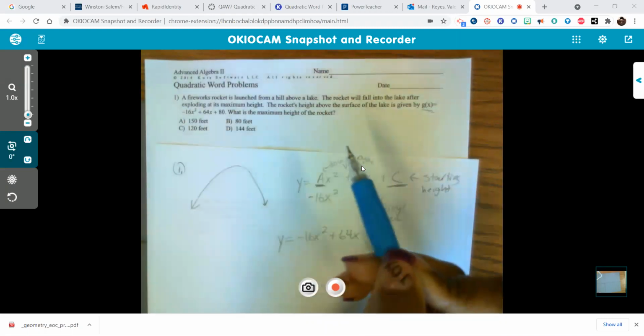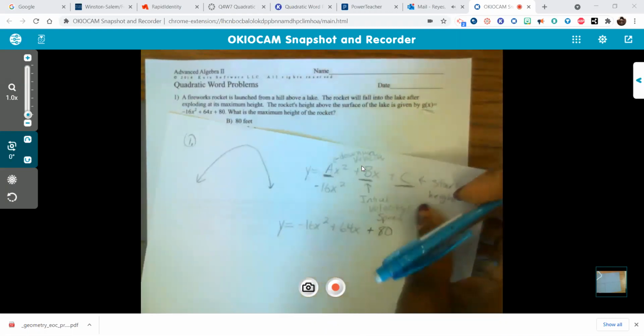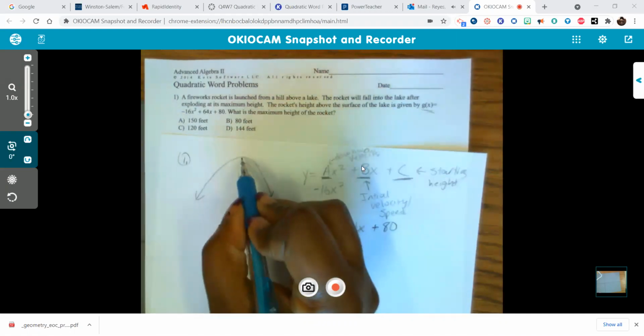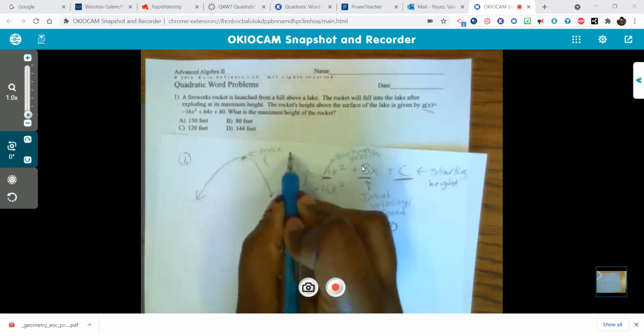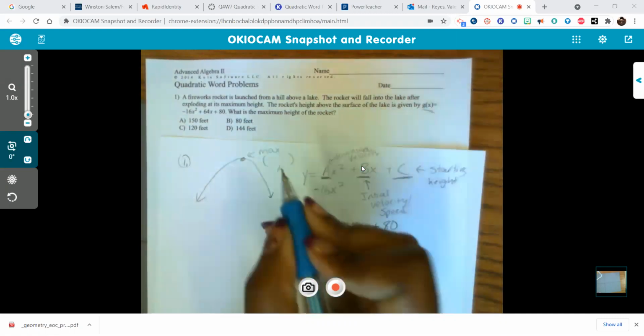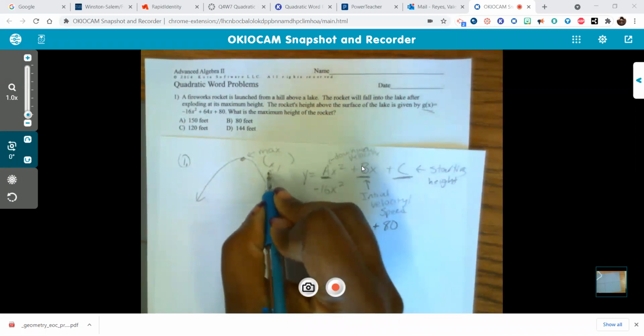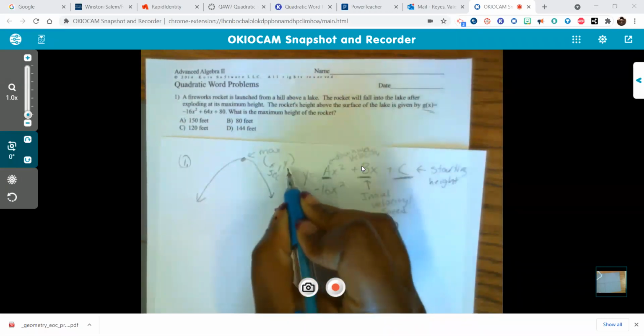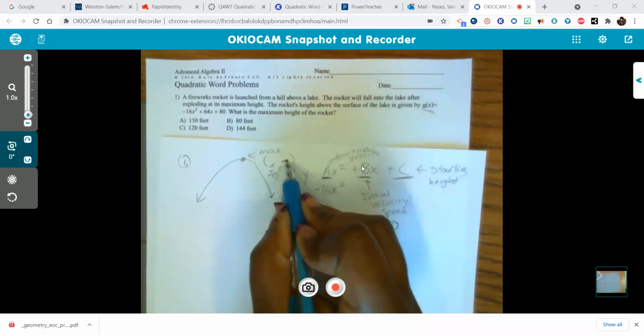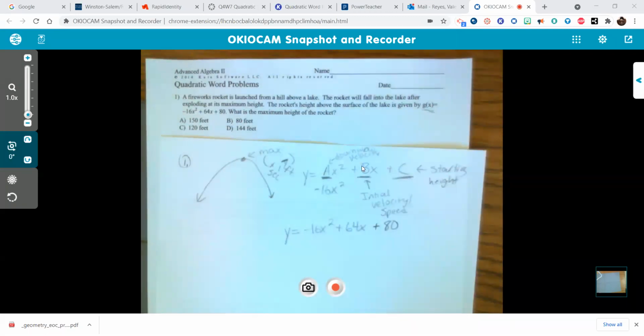All right, so what are they asking me for? The maximum height. So they're actually asking you for this part right here. This max value here, or the vertex. Okay, x is going to be the time in seconds, and y is going to be the height in feet. So this is the value that we're looking for here, the y in feet, that maximum height. Okay? So how do we figure that out?